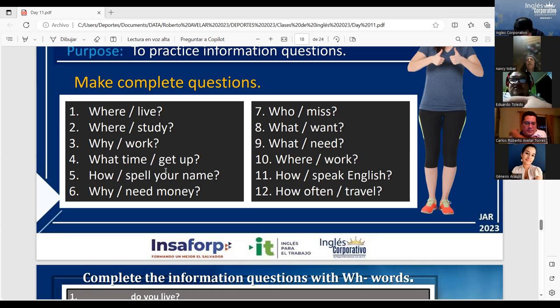What time do you get up? How do you spell your name? Why do you need money? Who do you miss? ¿Quién te hace falta? ¿A quién extrañas? Who do you miss? What do you want? What do you need? How do you speak English? How often do you travel? When do you travel?